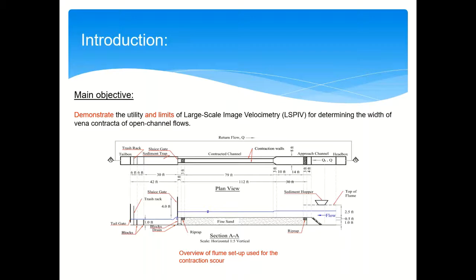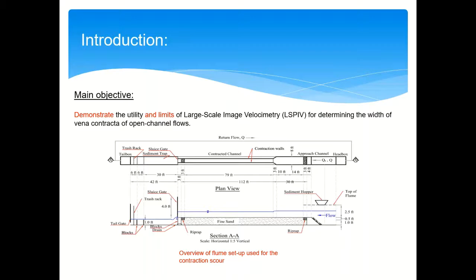About the vena contracta: the vena contracta of a contracted flow is the narrowing of a flow as it passes through a contracted area, which then spreads downstream to occupy the full width of the contracted channel. A common occurrence of vena contracta is in bridge waterways over rivers.